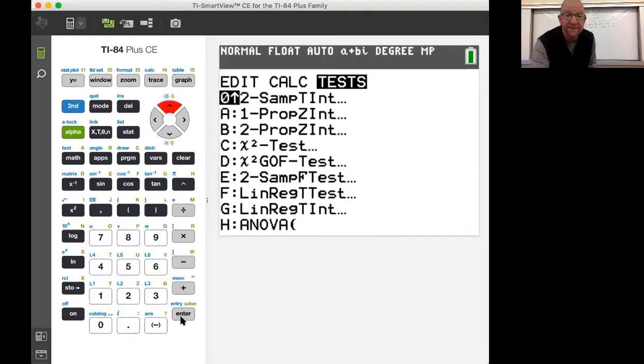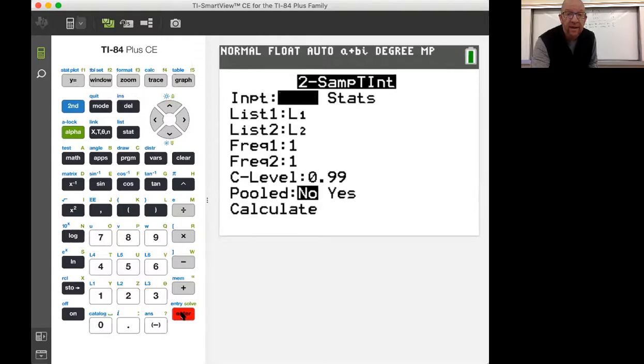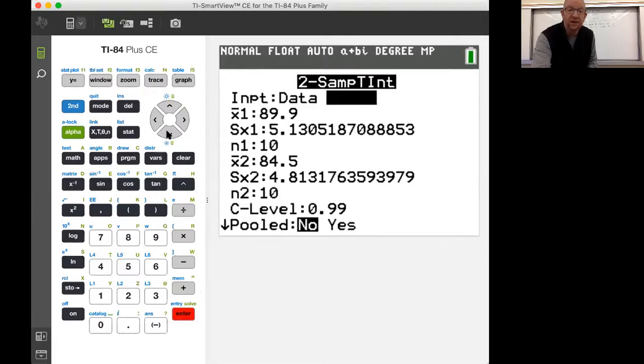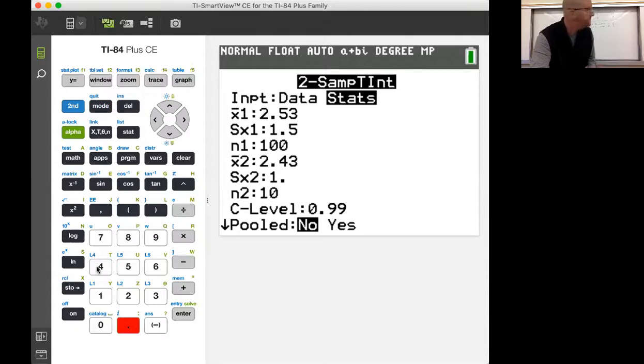Now again, this screen gives us lots of information, and we need to input. This time, are we inputting data or stats? This time we're going to input stats. So let's enter there, and you see how that changes. x1, we said, was 2.53 with a standard deviation of 1.5 and a sample size of 100. Please make sure you can do this. Sample 2 had a mean of 2.43 and a standard deviation of 1.4, and a sample size again of 100.